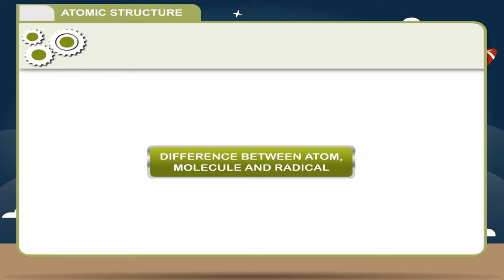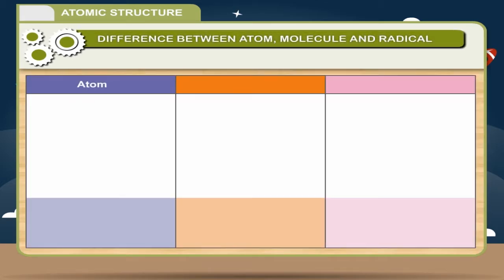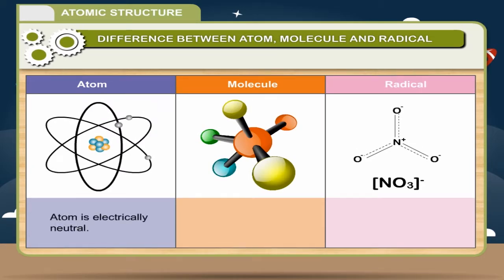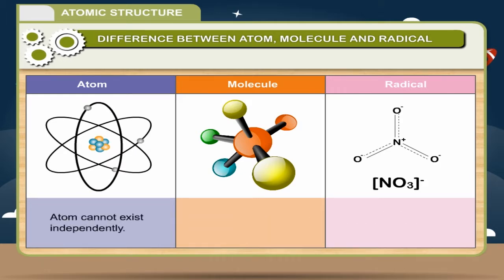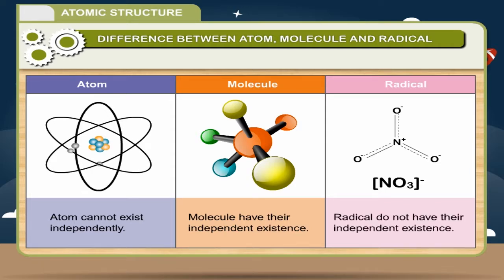Difference between atom, molecule and radical. Atom is electrically neutral. Molecule is electrically neutral. Radical carries charge. Atom cannot exist independently. Molecules have their independent existence. Radicals do not have their independent existence.